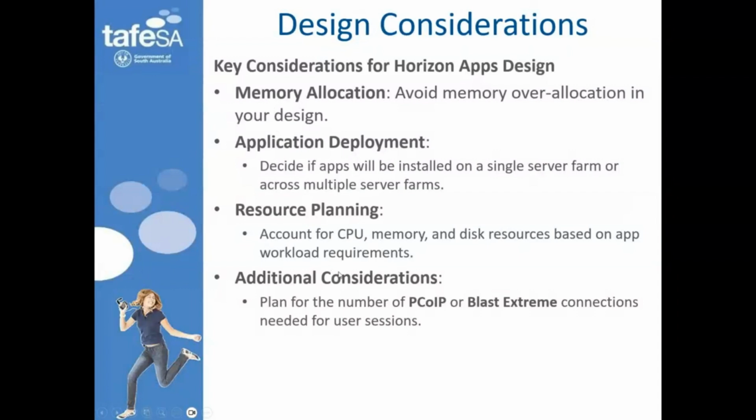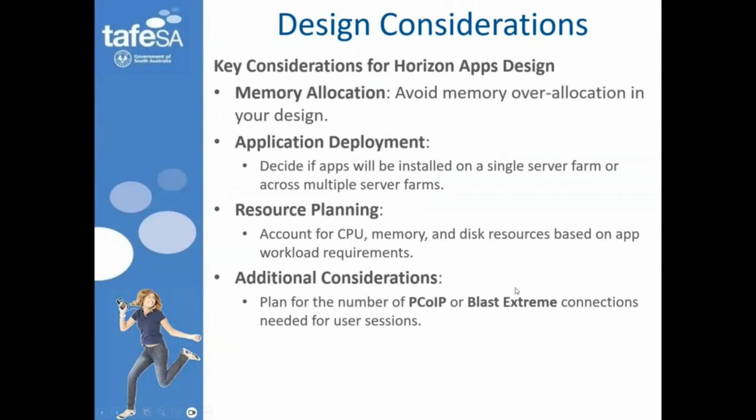Resource planning. Account for CPU, memory, and disk resources based on app workload requirements. Obviously that's something that's out of the window for us right now because we're only using the one physical machine. But in reality, you want to make sure everyone has a good experience, don't you? If you don't have enough CPU, memory, disk, or whatever resource, then it's not going to be a good thing. So we need to make sure that our physical components are up to meeting the delivery of all of these things, including the instant clone and the applications to our end users.